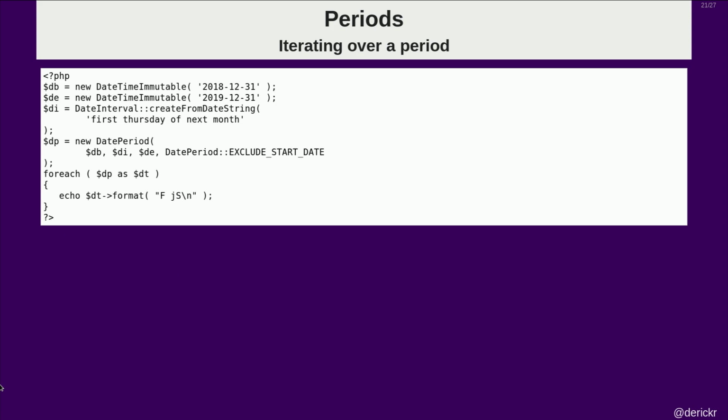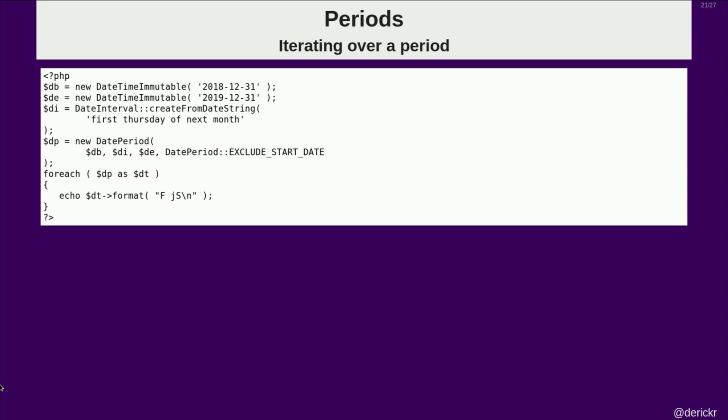All right, so what else can you do with these intervals? Well, you can construct an iterator over a period to do calculations with. An interesting way you could use this is, for example, to calculate all the first Thursdays of a month during the year, which is when the PHP London user group meets.